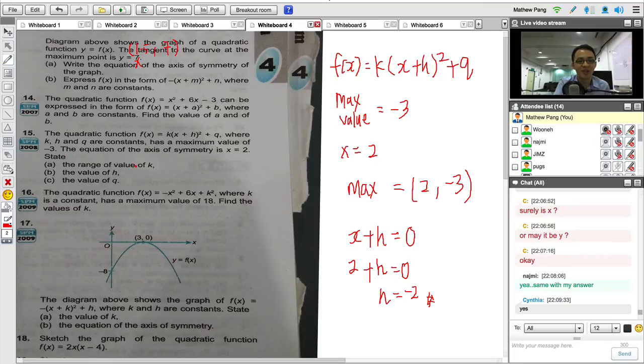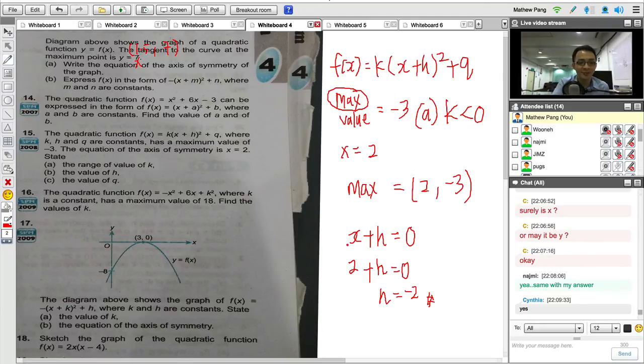He asked you to find the range of k. What's the range of k? If he tells you this is a maximum, I say when you see maximum, k must be negative. So k needs to be less than 0. This is A. Alright, this is the range of k. Because k is less than 0, only then can you get the maximum. If k is bigger than 0, you get a minimum.